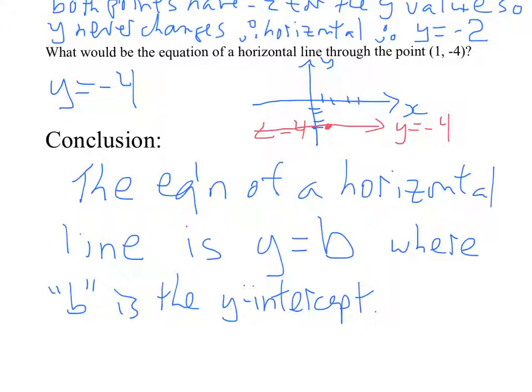Okay, so they're all in the form y equals b. So if you ever see an equation that has no x in it, just y is equal to a constant, it's a horizontal line, and it crosses the y-axis at whatever that constant is. Whatever that number is on the other side of the equal sign, that's where it goes. So that is the first part of our lesson.